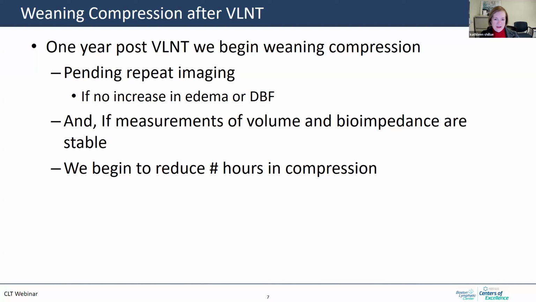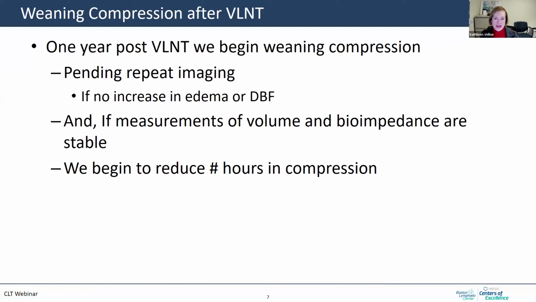We would like to see the lymphoscintigraphy and the MRI, and make sure that we don't see any worsening of symptoms. If we start to see some improvement, that gives us the green light to go ahead and start reducing the amount of compression. Usually we start to reduce the number of hours in compression, and I believe we had discussed this a little bit more in length at a previous webinar. But we would start to reduce the number of hours in compression and then follow with our physical measurements to make sure that the patient has been able to maintain that.